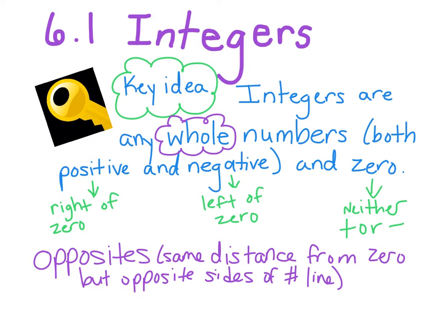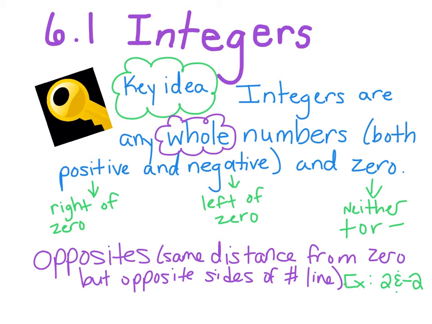And another term you're going to hear in this chapter is opposites, which by definition are the same distance from 0, but they're going to be on the opposite sides of number lines. So an example of that might be if we start talking about the number 2, then its opposite would be the same distance away from 0, which would be 2, but it would be on the other side of the number line, which would be negative.